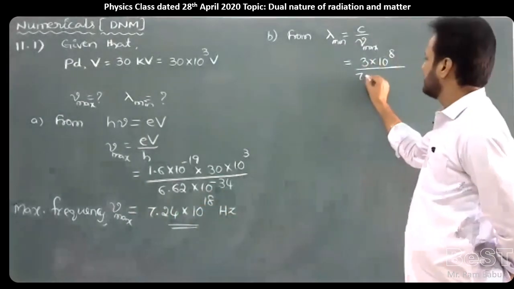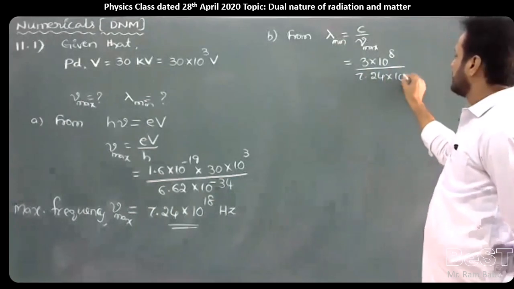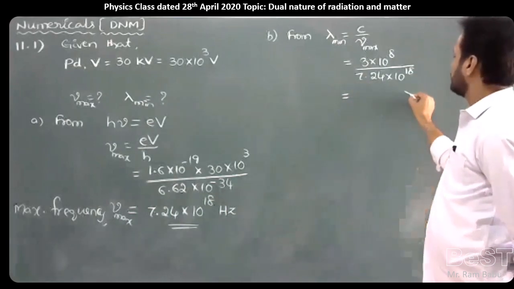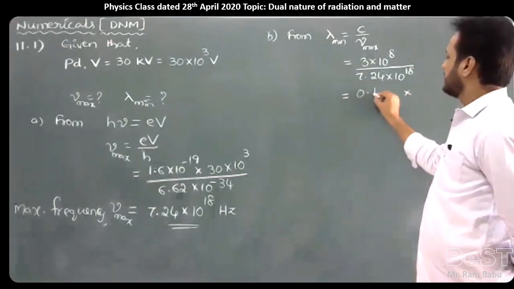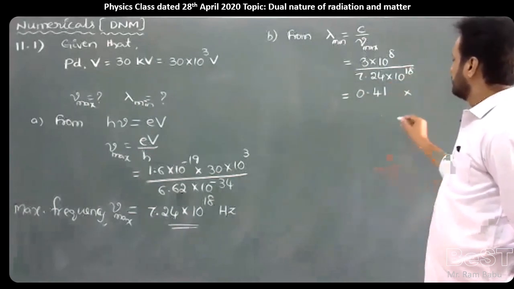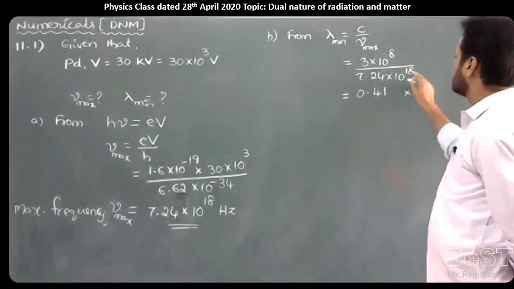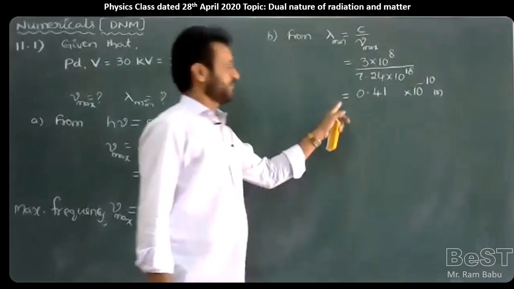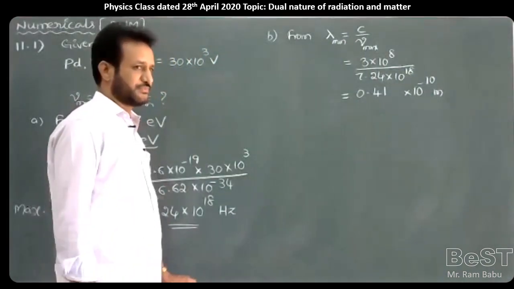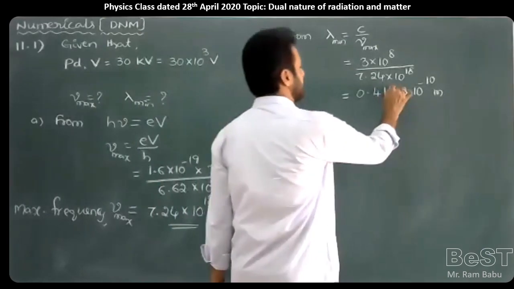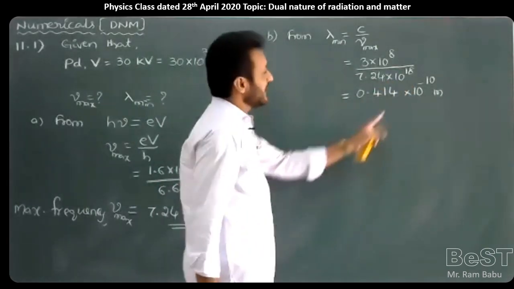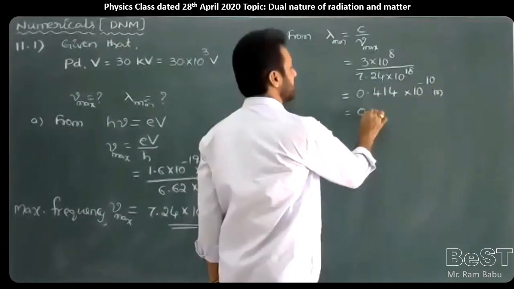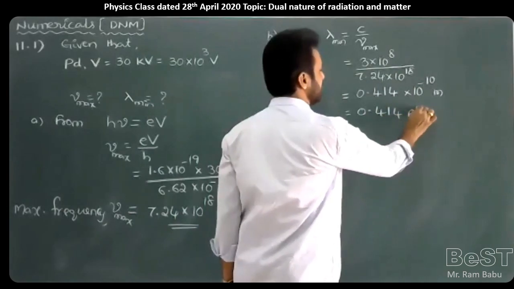Here I'll substitute 7.24 into 10 to the power of 18. That equals 3 by 7.24, which is 0.41 into 10 to the power of minus 18 plus 8 minus 10 meter. Exactly 0.41 something is the value, 0.414. We can also write 0.414 into 10 to the power of minus 10 meter for lambda minimum, and 10 to the power of minus 10 meter is equal to 1 angstrom unit. We can also write 0.414 angstrom.